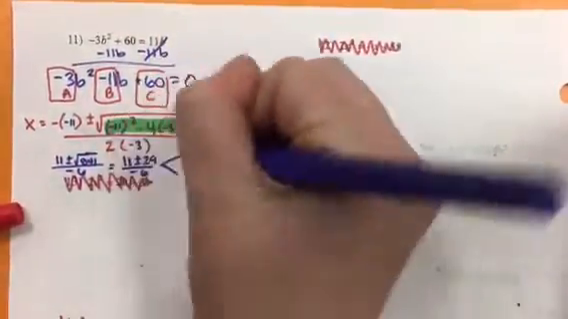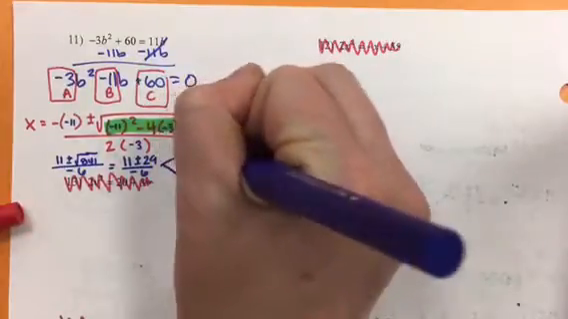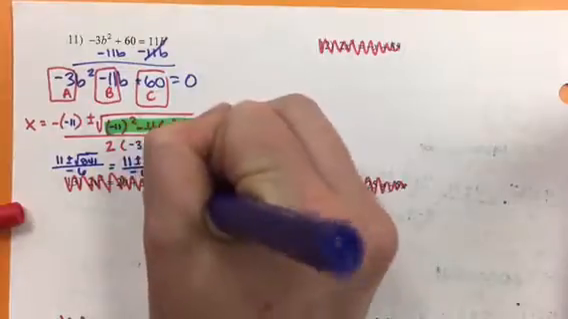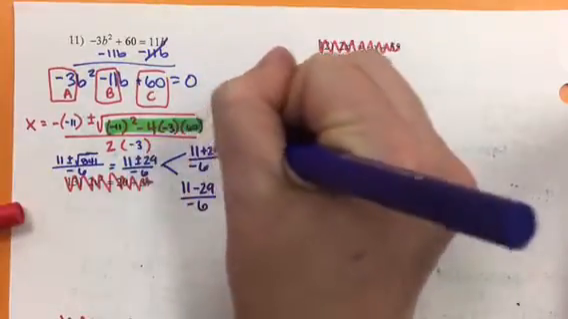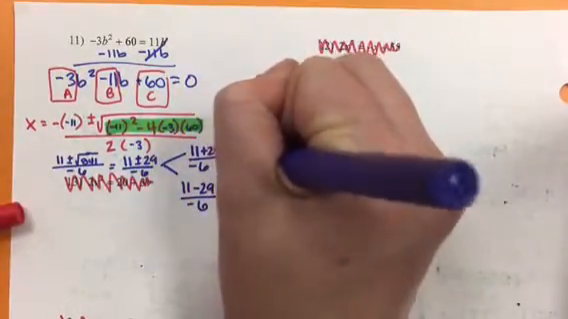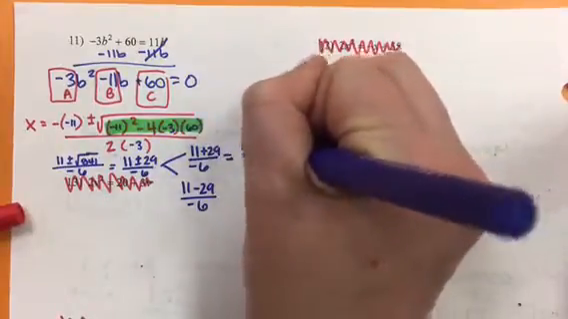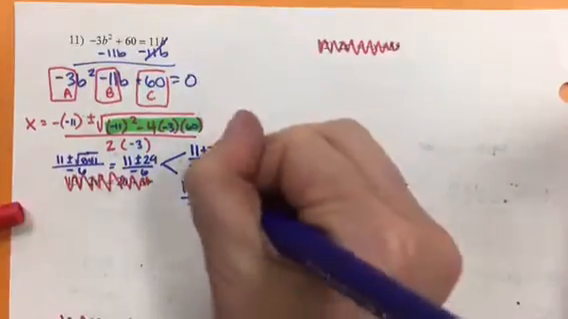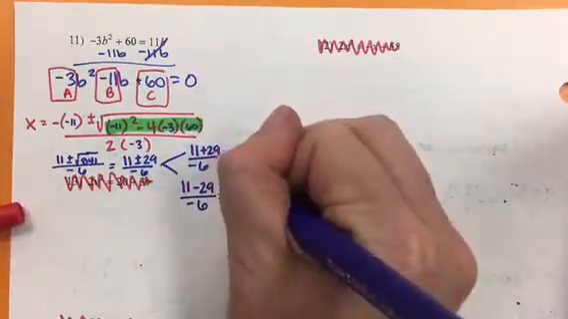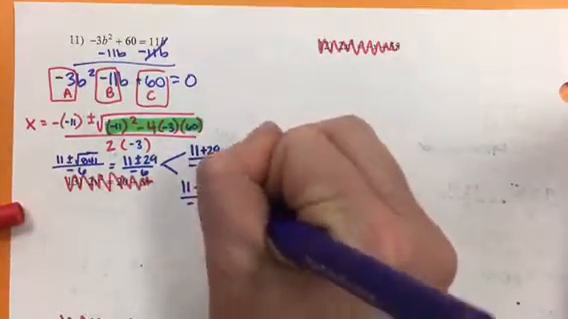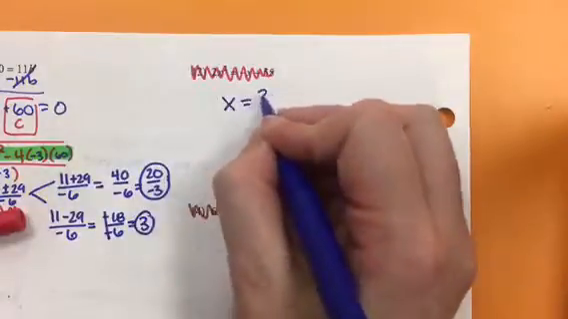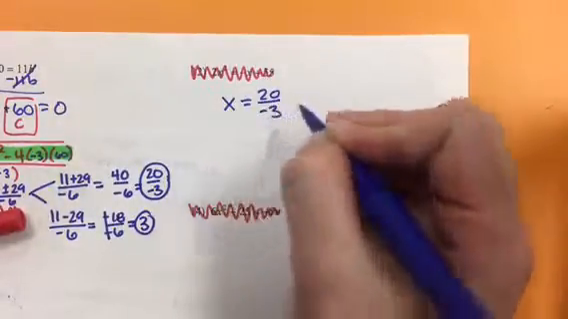Then we're going to simplify 11 plus 29 over 6 and 11 minus 29 over negative 6, which gives us 40 over negative 6, which reduces to 20 over negative 3. And then our next one reduces to negative 18 over negative 6. Negatives cancel out. 18 divided by 6 is 3. So we get x equals 20 divided by negative 3.